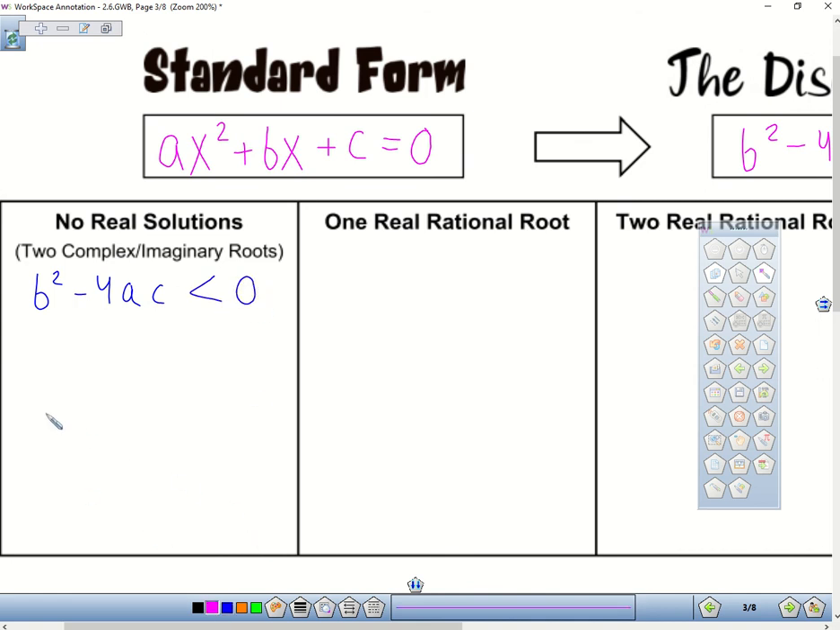And how this looks in terms of your graph, your graph is going to look one of two ways. Your graph is either going to be going upward on both sides and it's not going to hit the x-axis, or your graph is going to be going downward on both sides and also never hit the x-axis. So when this happens, your graph will never hit the x-axis, and that's what your graphs would look like.